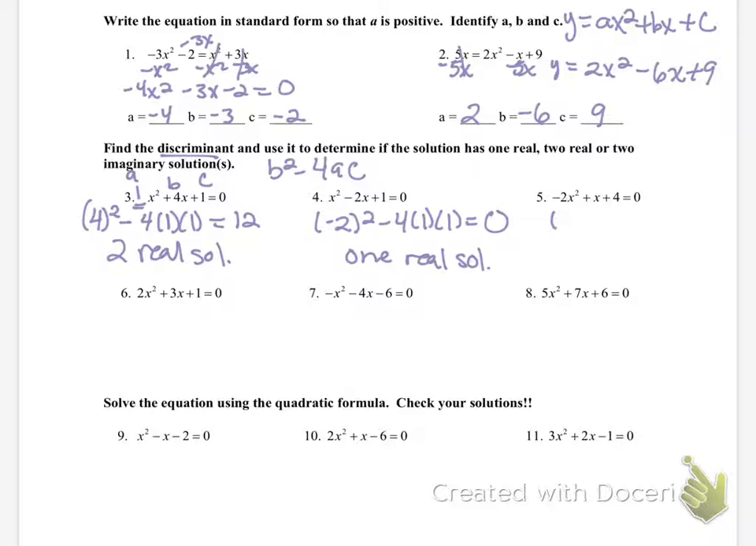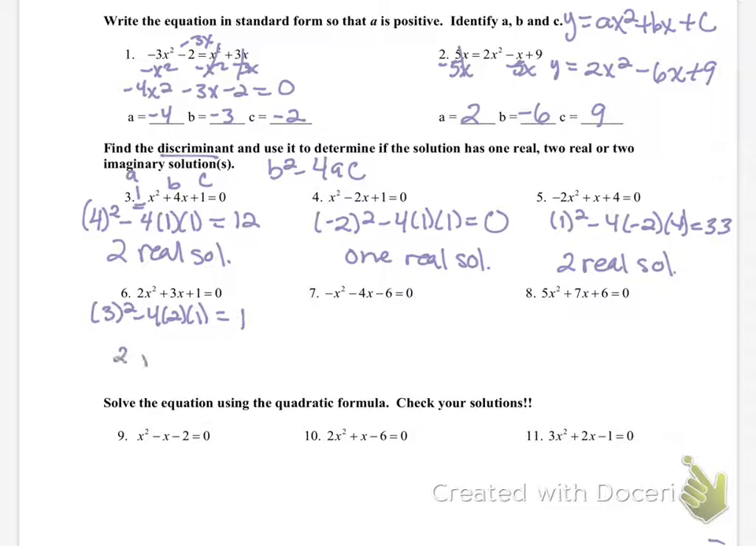This is going to be b squared minus 4ac. So 1 squared is 1. 4 times 2 is 8. So 33. And since it's positive, that means 2 real solutions. Okay, moving on here. B squared minus 4ac. I got 1. So that means 2 real solutions.